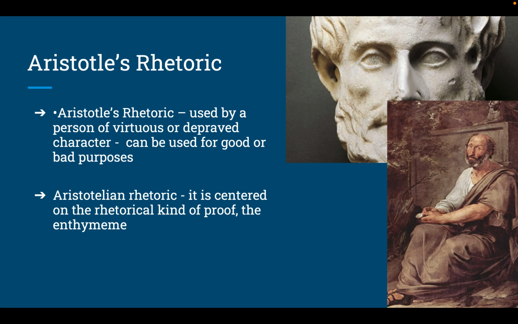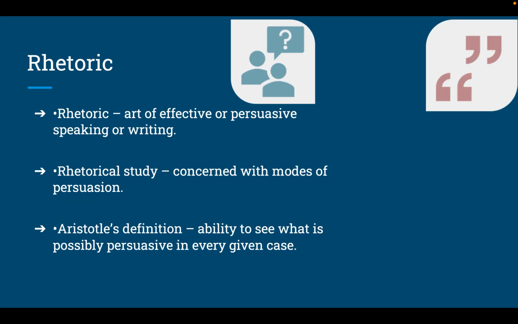Aristotle's rhetoric is about the art of persuasion, and that's all it's centered around, and also the proof and the process and what you need to know in order to achieve rhetoric. The rhetoric definition is the art of effective or persuasive writing or speaking. Aristotle's definition is the ability to persuade in every given case, which means you're able to convince people under all circumstances. But it has to involve ethics.